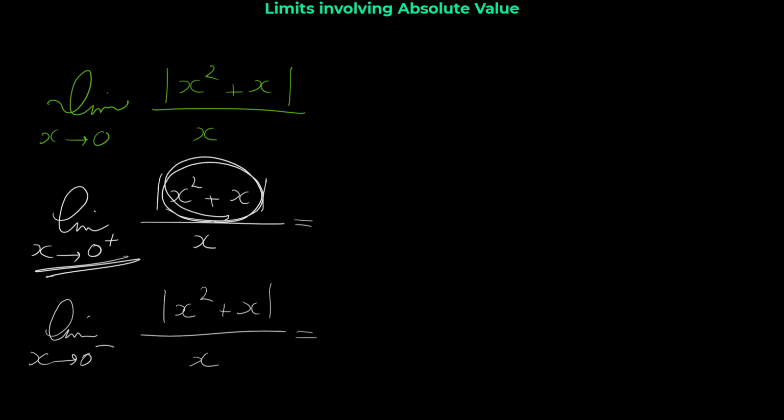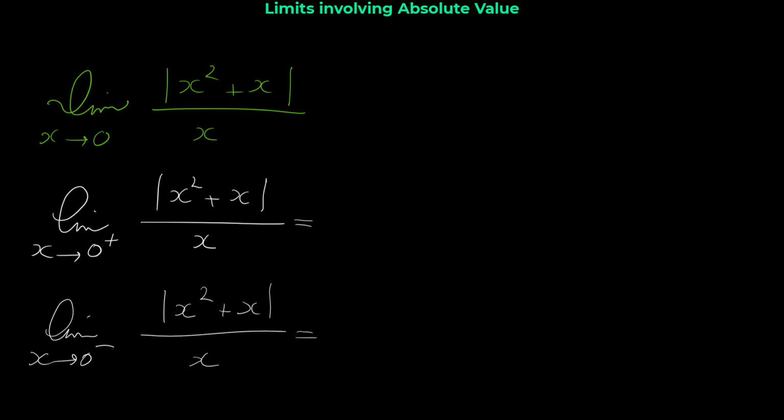If x approaches 0 from the right, it means that x is a positive number close to 0. Something like 0.1 you can have in your head. This is not rigorous, but it helps you figure it out. When x approaches 0 from the right, x is positive, and x to the 2 is always positive, for any value of x. So x to the 2 plus x is positive. And when the expression inside the absolute value is positive, the absolute value of that expression equals the original expression.